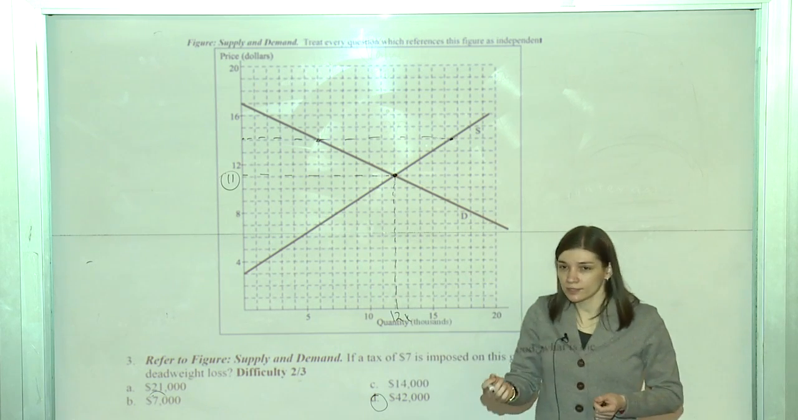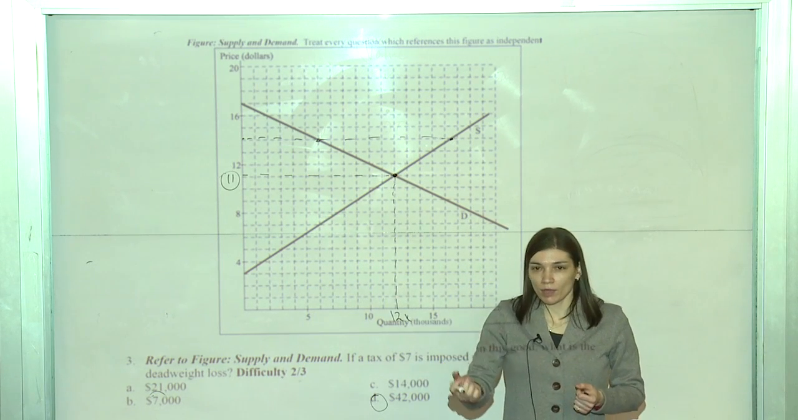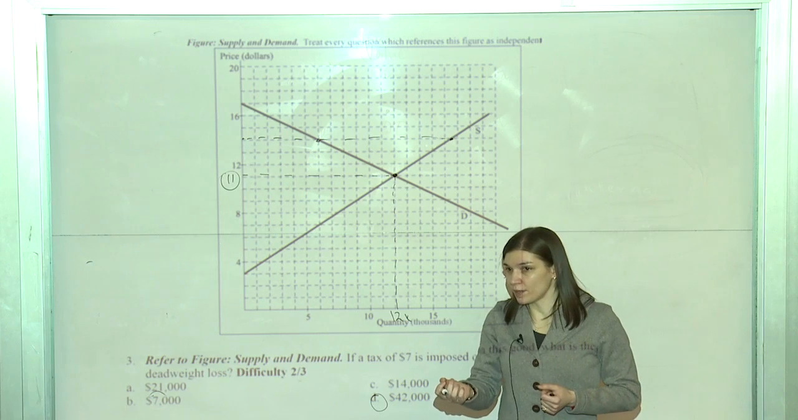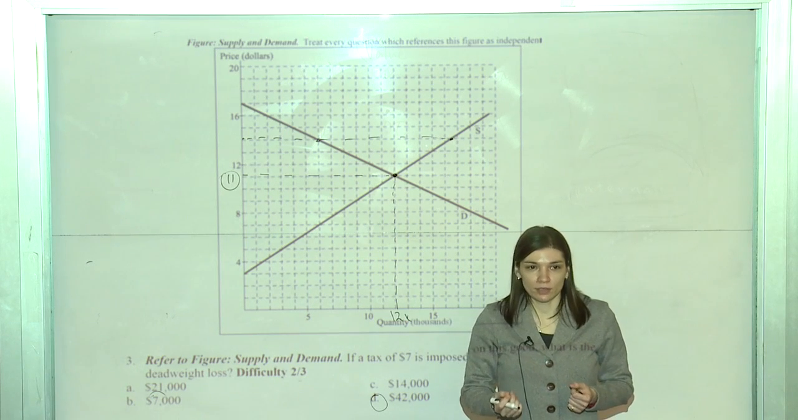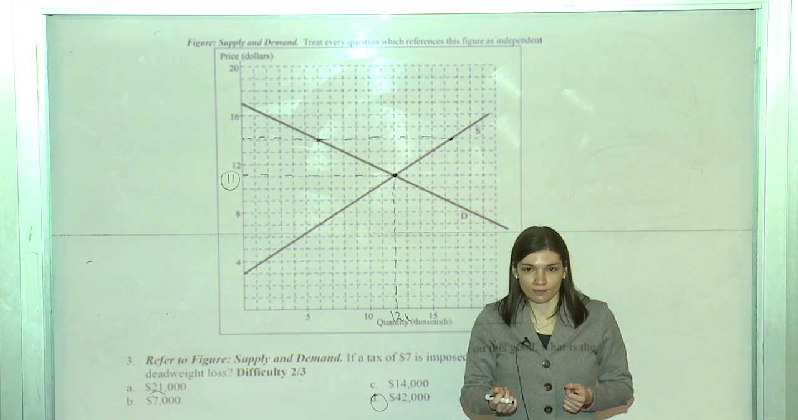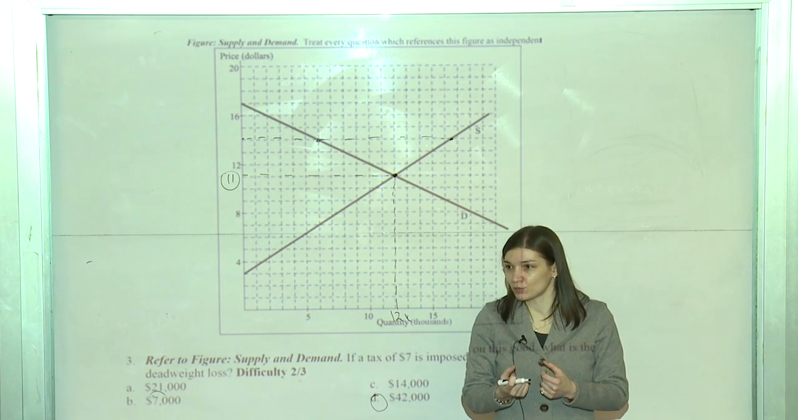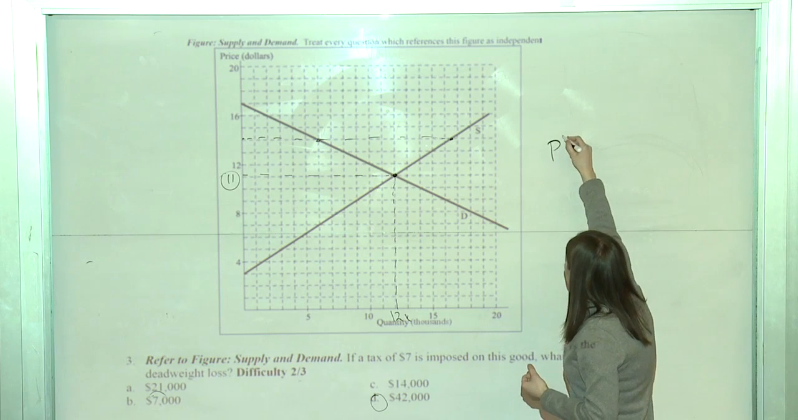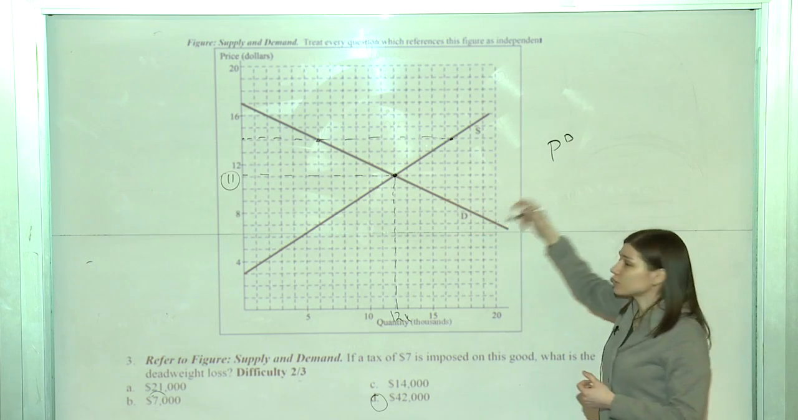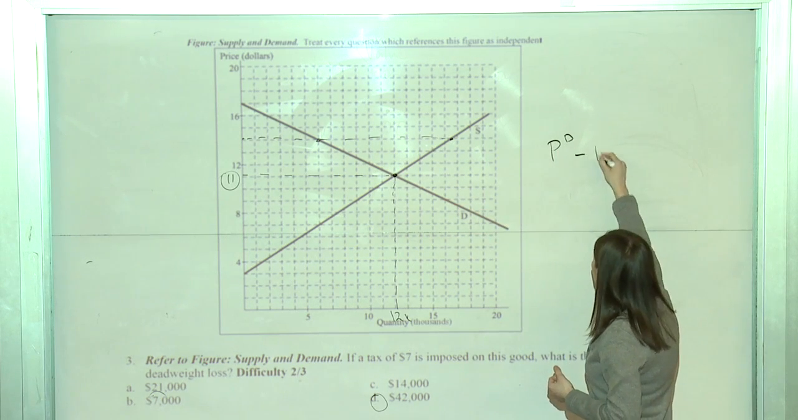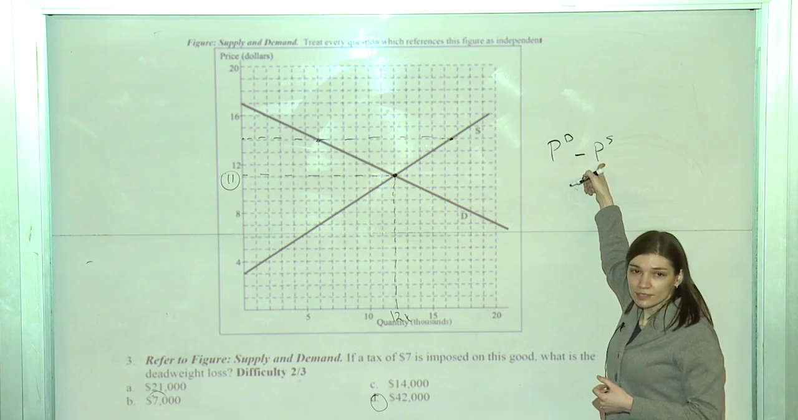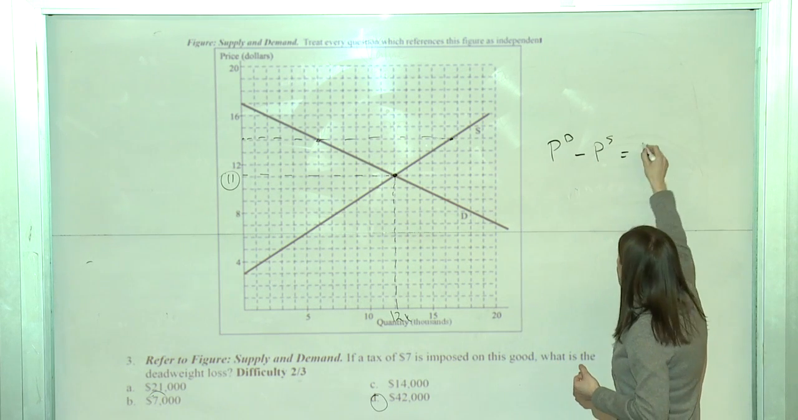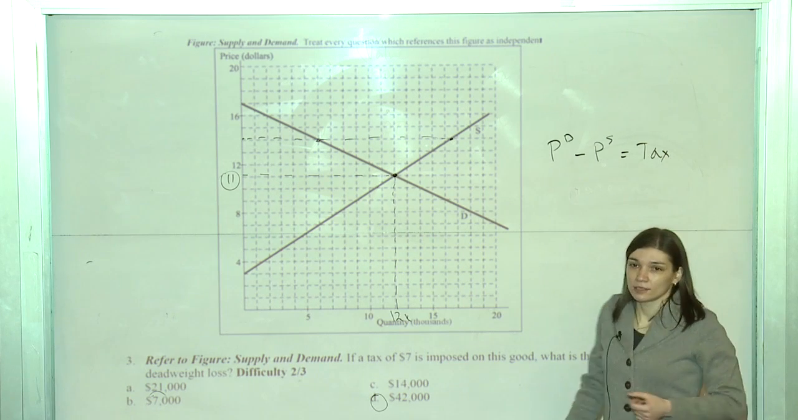And always, when you have a tax, the price that buyers pay is going to be higher than the price that sellers receive, right? Because the government takes a little bit too in the form of the tax. So it's always going to be the case that the price you get from the demand curve, or that buyers pay, minus the price that suppliers receive is going to be equal to the tax amount.